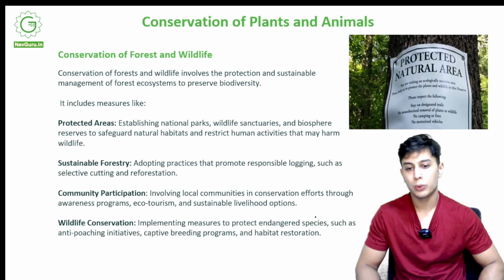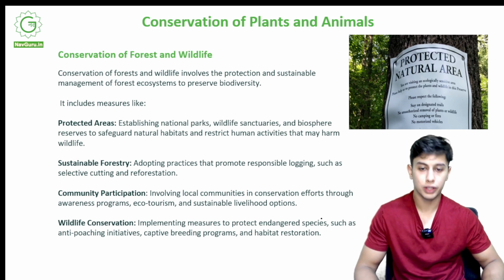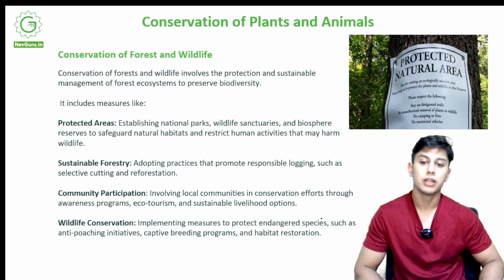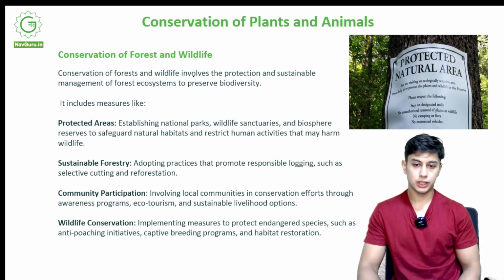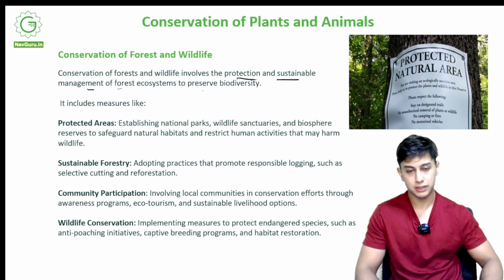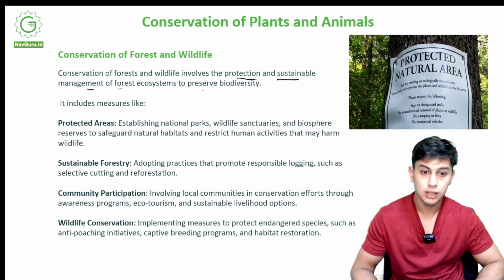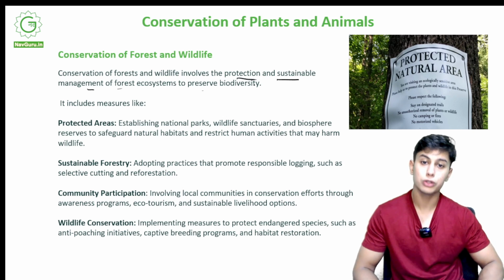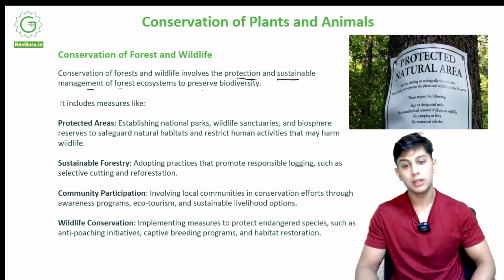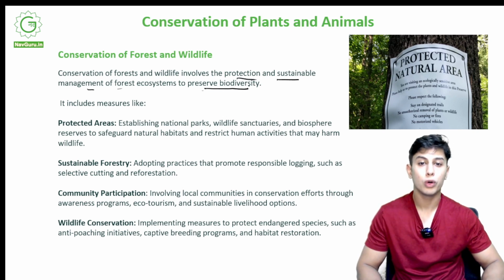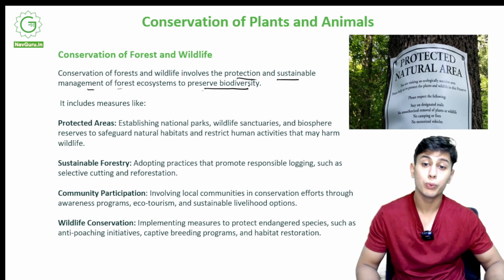Conservation of forest and wildlife. Now, how can I conserve forest and the wildlife present in there apart from reforestation? Okay, so what we can do is conservation of forest and wildlife, which involves the protection and sustainable management of forest ecosystems to preserve biodiversity. So I will protect that forest and wildlife. I will use sustainable ways, sustainable management, like I told you, so that my future generation can also have that, to preserve biodiversity. I am preserving what was before for what will be.